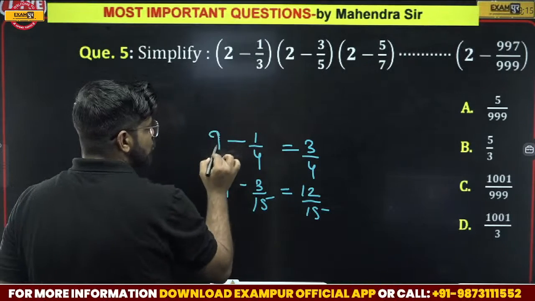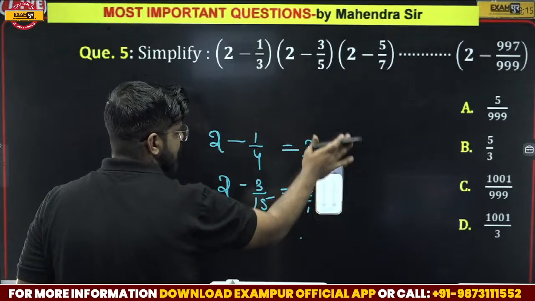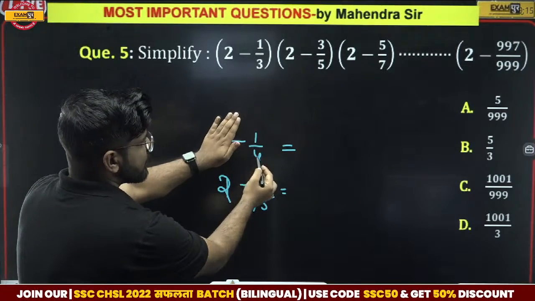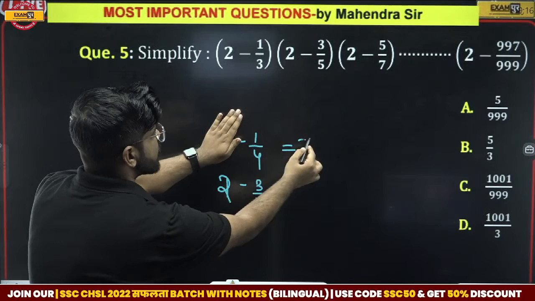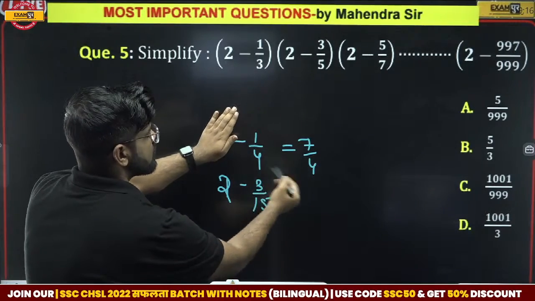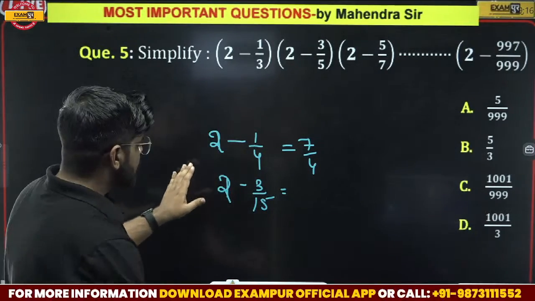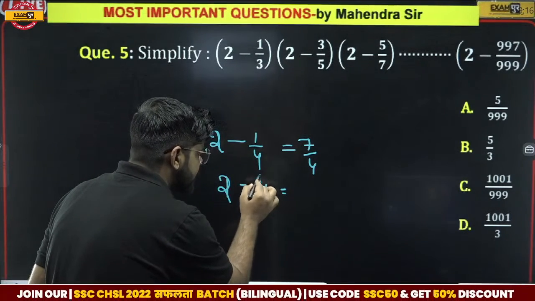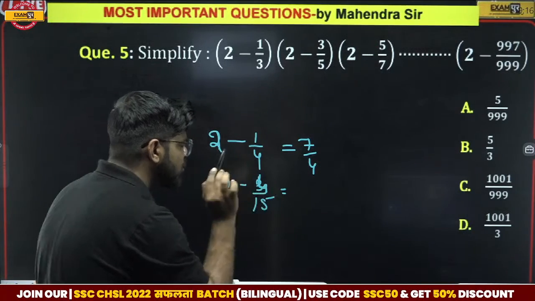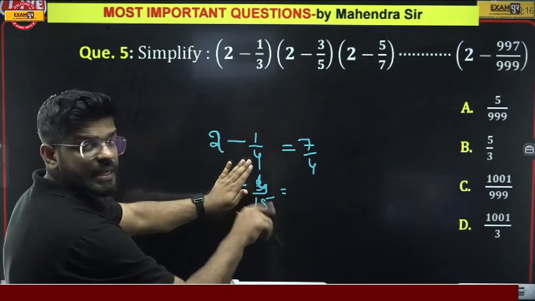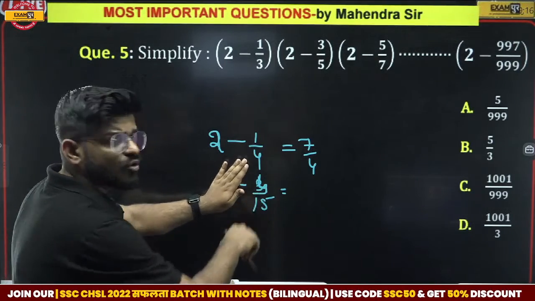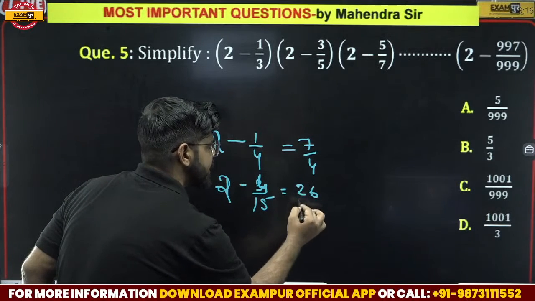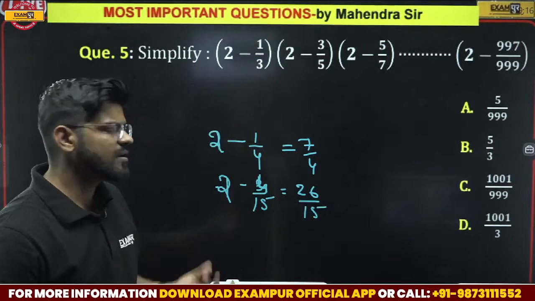But if there is 2, then what will be the answer? Just double it. 4 2s are 8. 8 minus 1, 7 by 4. The denominator should be the same. If here 15, you know that 15, we just write it 4. So 15 double it, 30. 30 minus 4, 26. So 26 by 30. This will be your answer.